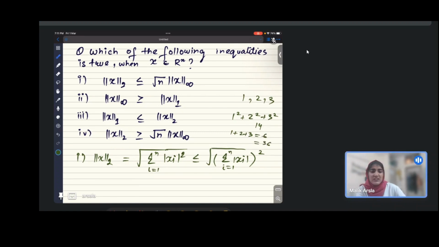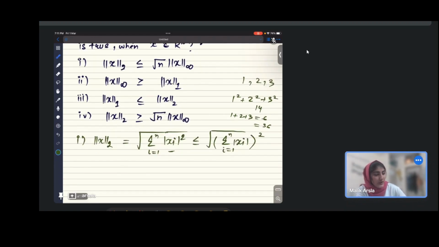You must have gone through the proof of this also, but for getting an intuition of these things, we can do it on actual numbers for understanding purposes. So here you can see that this is definitely going to be greater than this. So this inequality holds true. And this is nothing but the 1 norm of x.